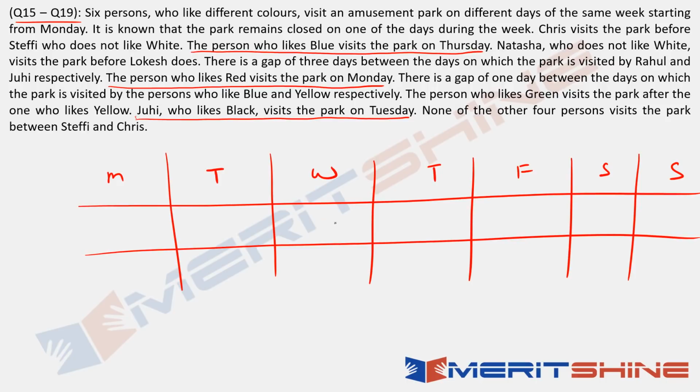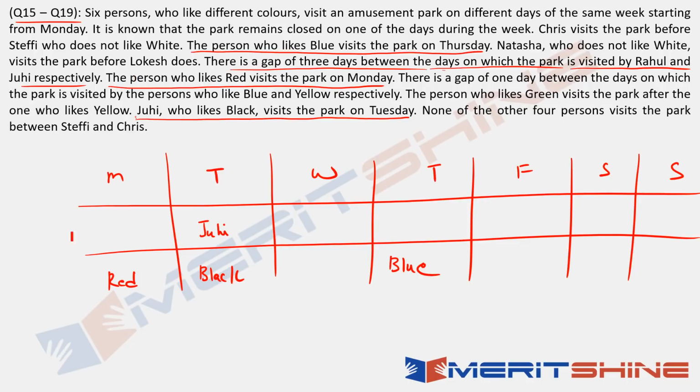Names and colors, right? So Juhi. This is black. This is red. This is blue. See whatever else is connected. Okay. There's a gap of 3 days between the days on which the park is visited by Rahul and Juhi respectively.